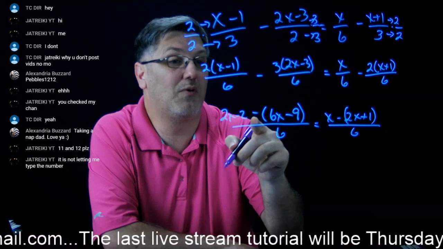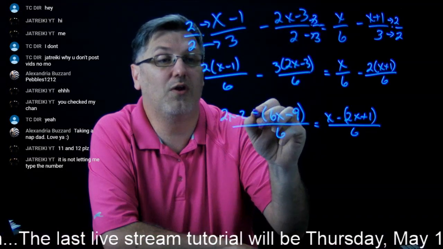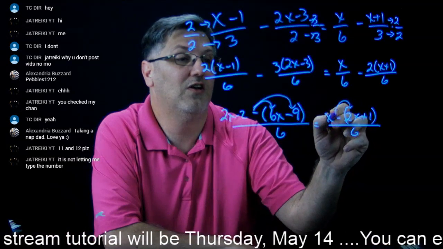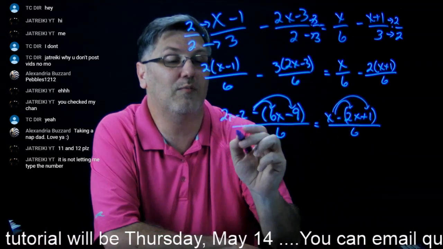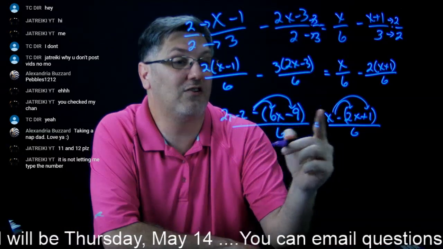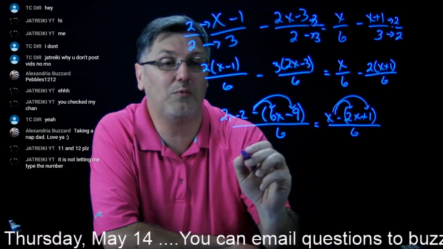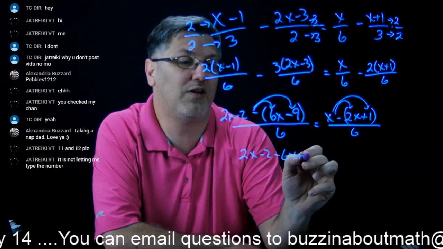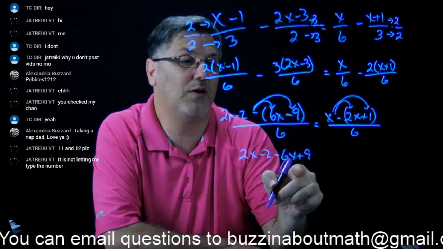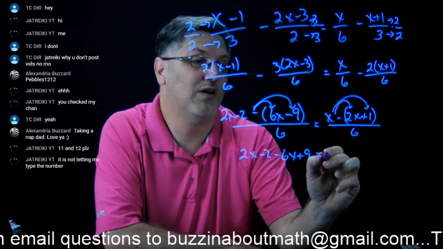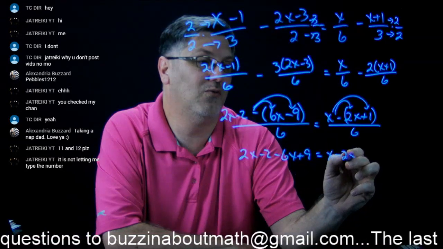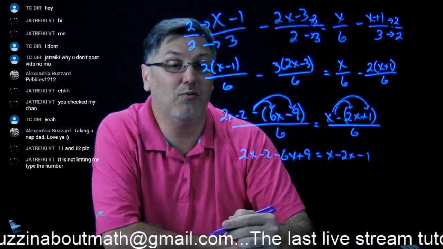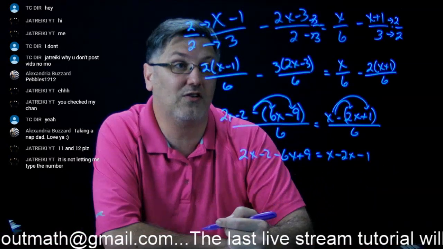The reason why I put these around parentheses is because of this negative. You would have a habit of dropping the sign if you don't put it in parentheses. So I have to distribute this negative to everything. So I'm going to basically just write my numerators equal to each other, distribute my negative. I got 2x minus 2 minus 6x plus 9, because a negative and negative makes a plus, equals x minus 2x minus 1. All right, from here we just simply solve. This is just a big fancy linear equation.